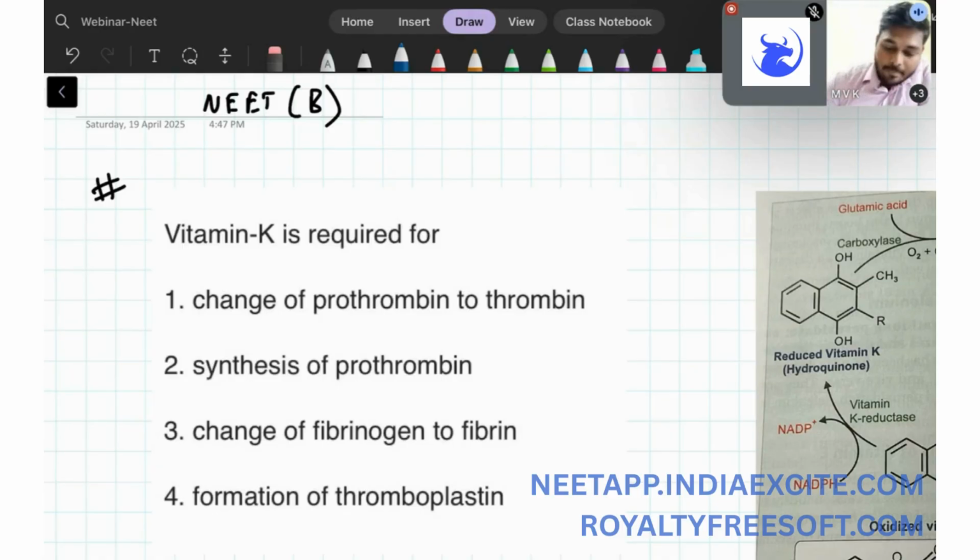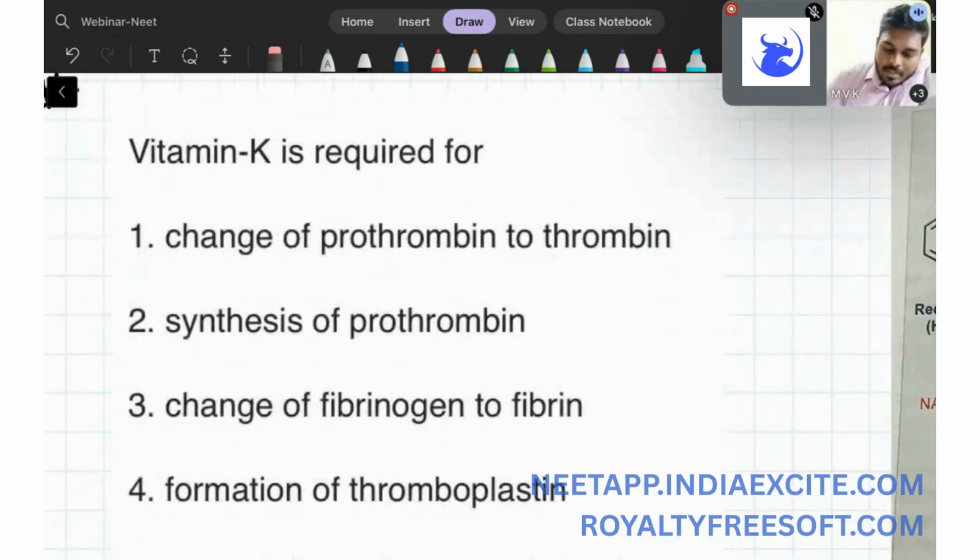Okay. So you see here what is asked. Vitamin K is required for. Okay. So look at the four options. Observe what they're asking. Basically, they're asking the physiological role of vitamin K in our body. Correct. Okay. So vitamin K, it is a.